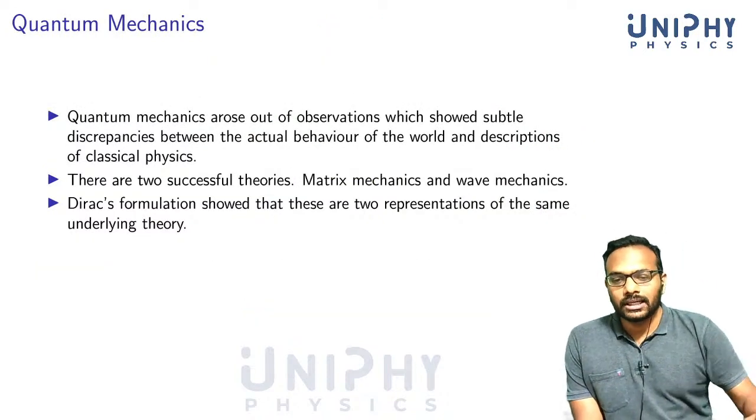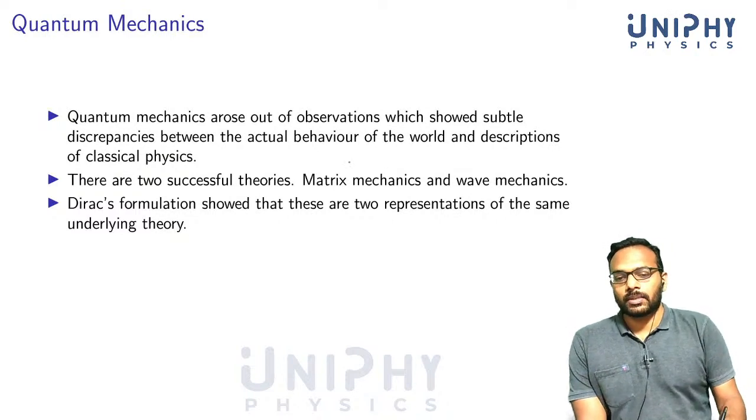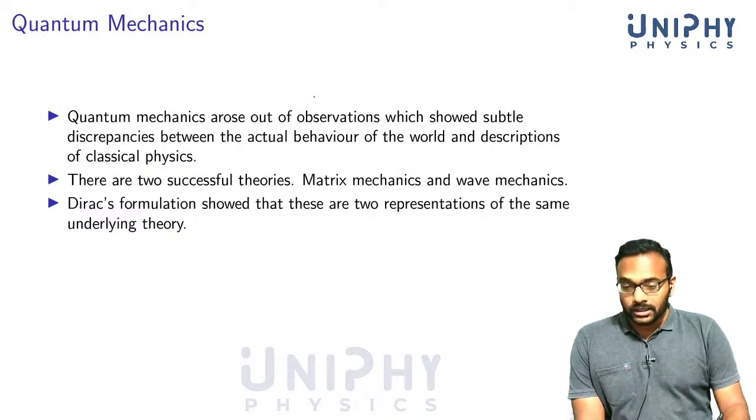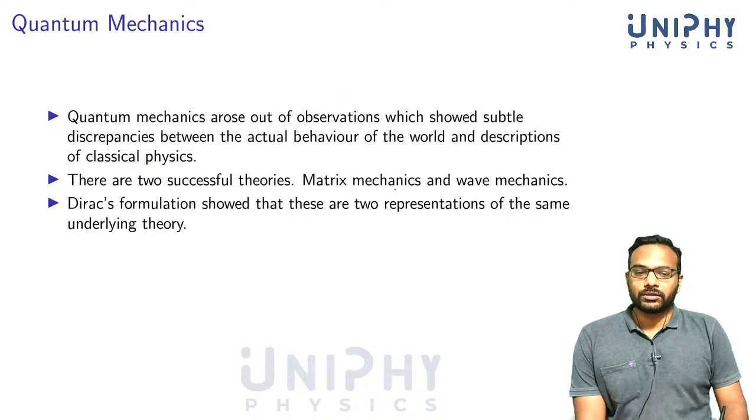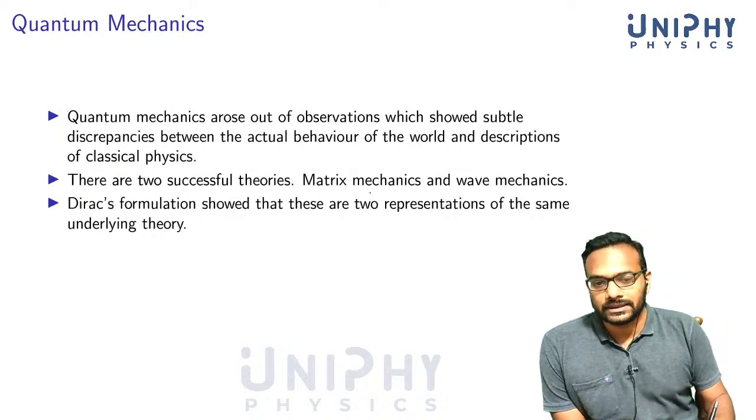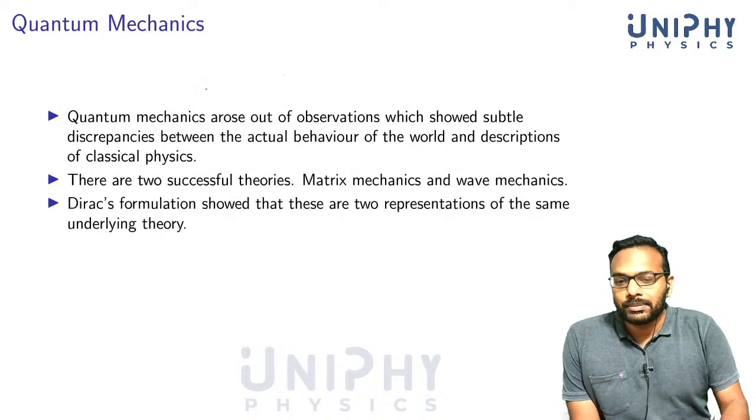Now, we are ready to move on to quantum mechanics. You have to understand that quantum mechanics arose out of observations which showed subtle discrepancies between the actual behavior of the world and the descriptions of classical physics. So the thing is, people started doing experiments.